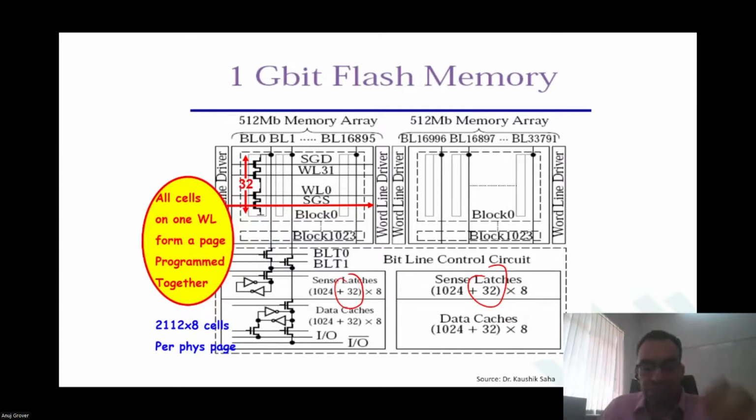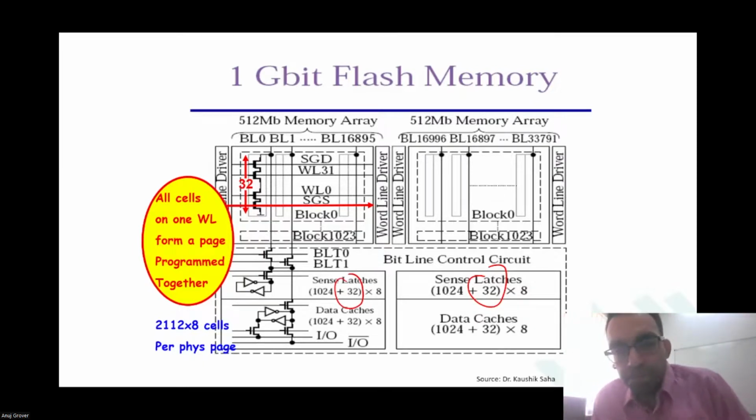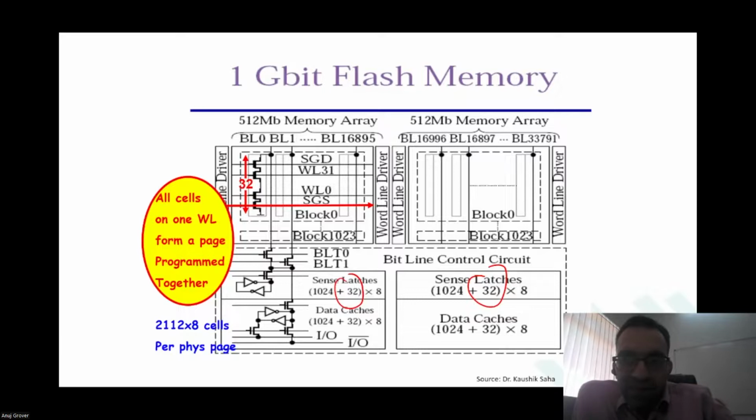Why are these 32 extra bits there? Word line cells are all programmed together. Is it due to that? The sense amplifier is also connected to them.